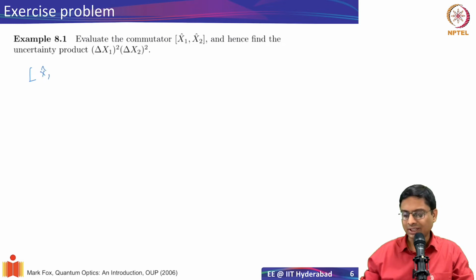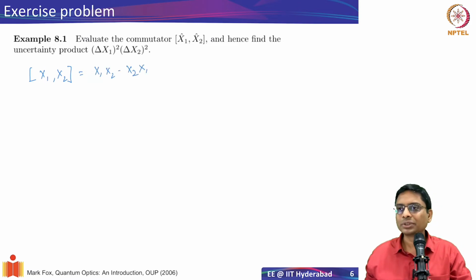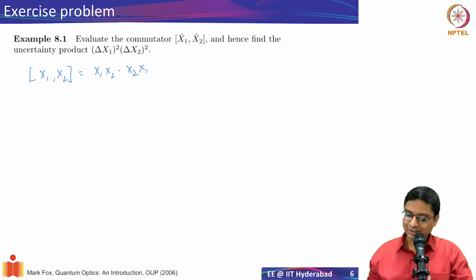So I'll drop the hats, my usual laziness. The commutator of x1 and x2 is going to be equal to x1 x2 minus x2 x1. Do they commute? Well, most likely they will not. Of course they will not, because we know that there's an uncertainty relation between them. So what is x1 x2?